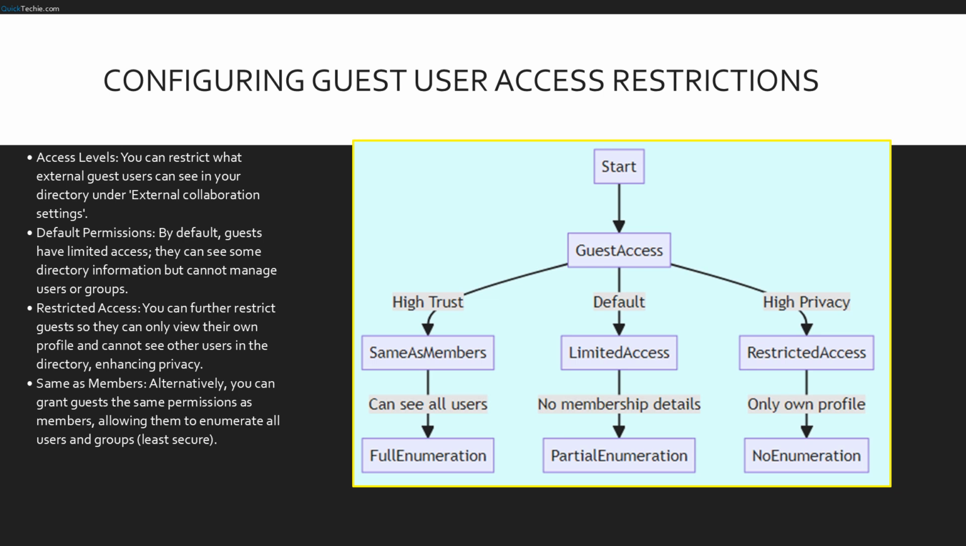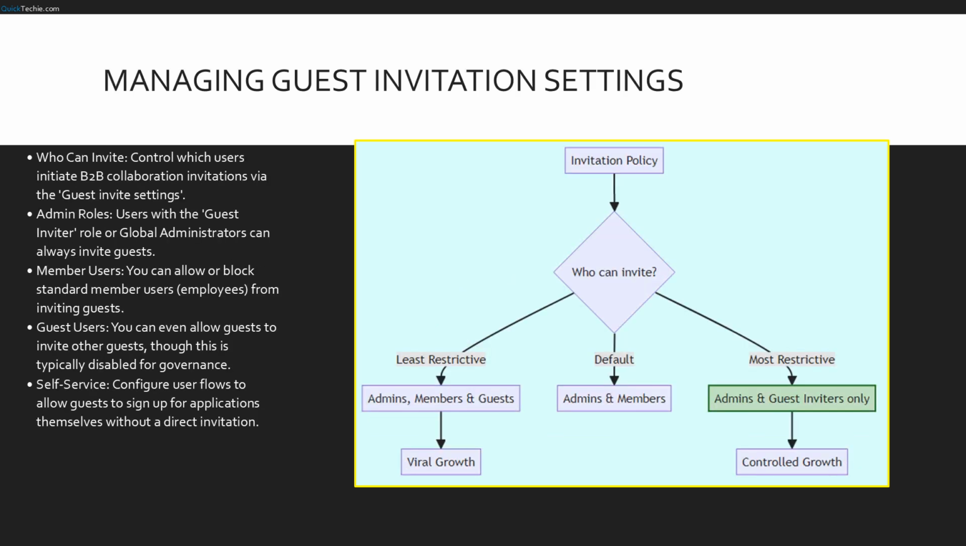Starting at the top with guest access settings, you have 3 paths. The same as members path leads to full enumeration, meaning guests see everything an employee sees. The limited access path, which is the default, allows partial enumeration but hides sensitive membership details. Finally, the restricted access path, highlighted in red, results in no enumeration. This is the most secure state, where a guest can effectively only see themselves, preventing them from browsing your organizational structure.